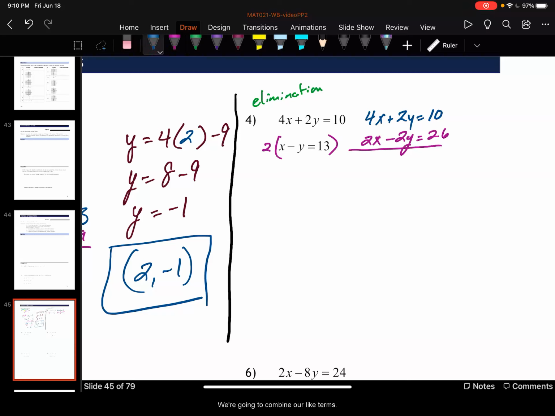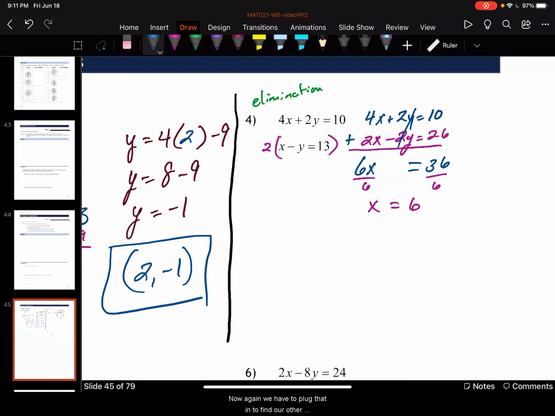And then we're going to combine our like terms. 4x plus 2x will give us 6x. 2y minus 2y will subtract out. And 10 plus 26 will give us 36. Divide both sides by 6. X equals 6.